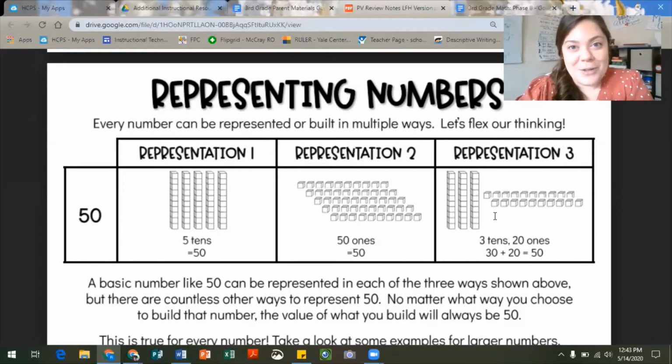The third representation is where it gets a little more exciting. You can see that we have a mix of rods and single blocks. We have 3 rods, so we know that that's going to equal 30, which you can see right here. And then we have 20 ones blocks, which of course has a value of 20. So when you add the value of 30 and 20 together, you have the value of 50. So whether it's 3 rods and 20 ones, 50 ones, or 5 rods or 5 tens, the value of each of these pictures is 50. And that's the real base of the skill that we're going to be working on today. So let's jump and look at some more concrete place value block examples.